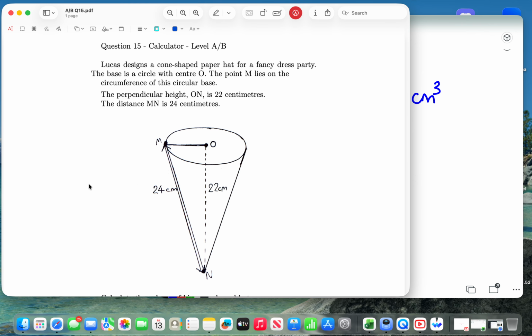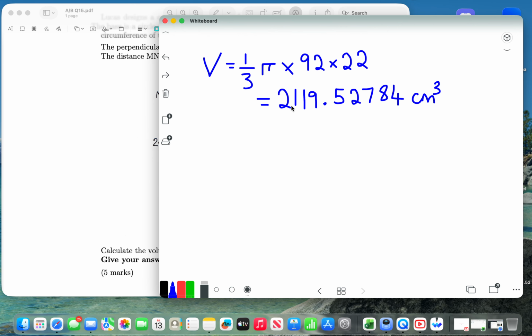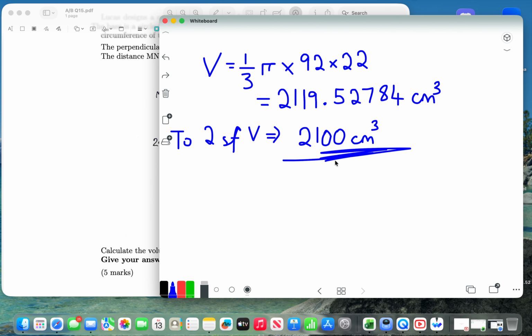Now we're almost done. We just have to give it to two significant figures. Now the first digit is 2, the second is 1, so stop between the first one and the second one, and the second one is less than 5, so rounding down to 2100 centimetres cubed, and we say to two significant figures the volume is 2100 cubic centimetres. And we finished question 15.